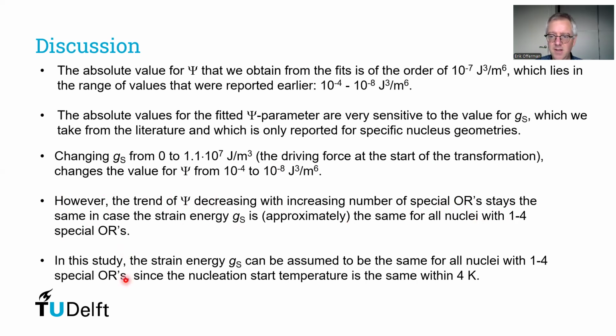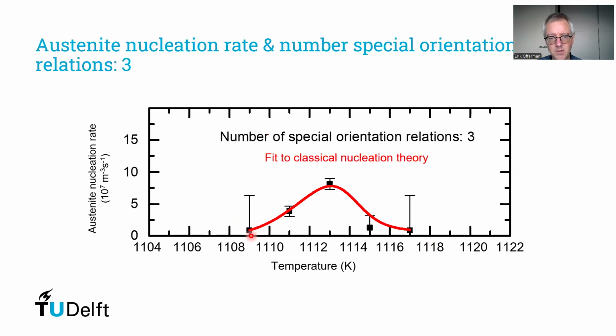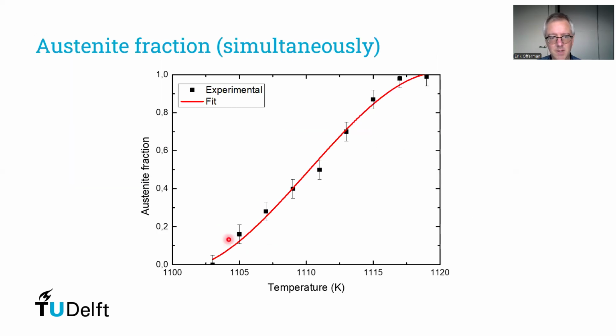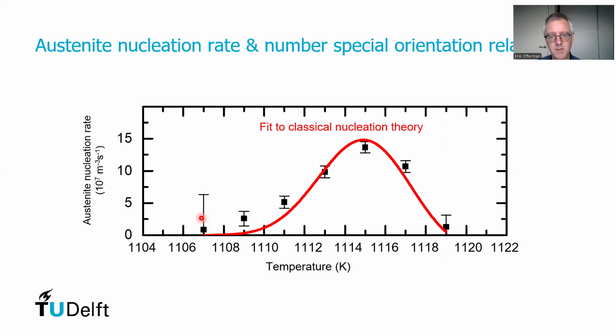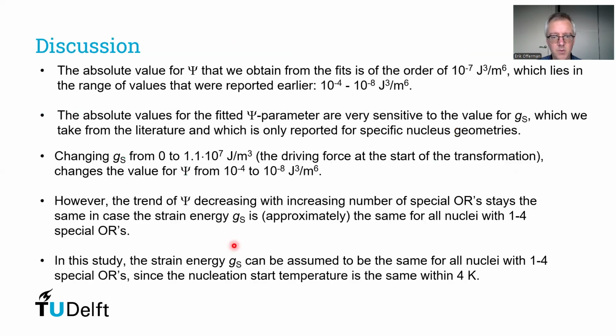And we think that this is the case because we see that the transformation started all approximately at the same temperature. So this start temperature for 3 and for 2 is all approximately at the same temperature. That indicates that strain energy is the same in all these experiments for these 4 different nuclei.